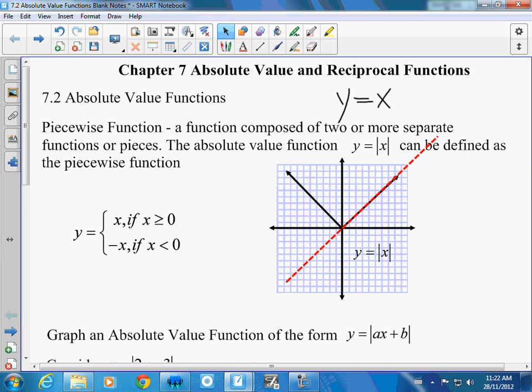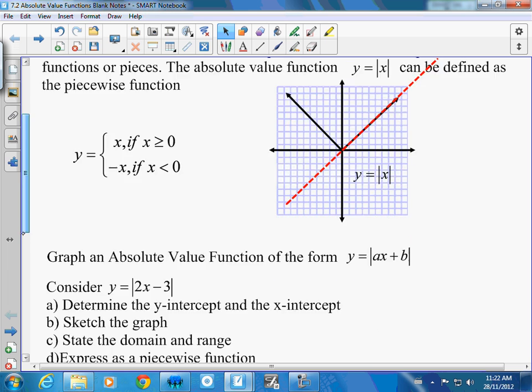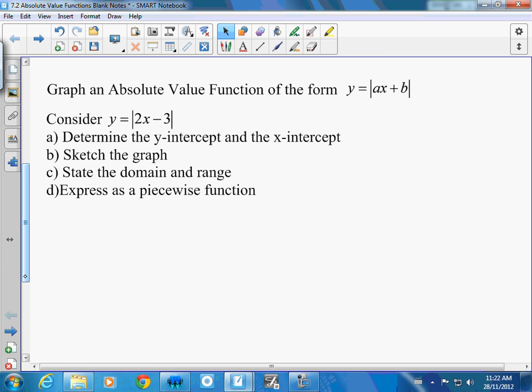We're going to do 2 examples. We're going to do a linear and we're going to do a quadratic, okay? Here's the first linear one. Graph an absolute value function of the form y equals ax plus b. What's this known as? Y equals ax plus b.